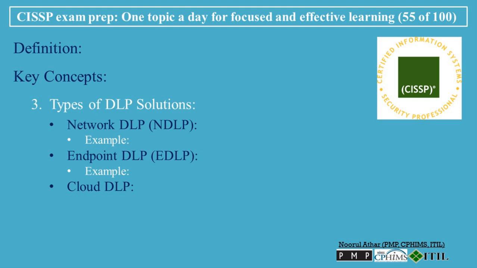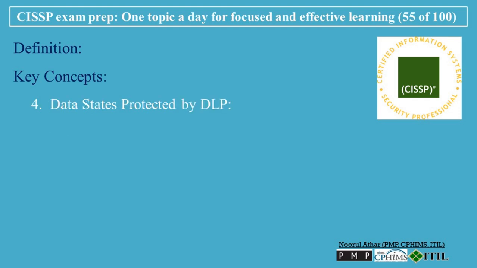Cloud DLP solutions are designed to protect data stored in or transmitted to cloud environments. These solutions help organizations monitor and enforce data security policies for cloud-based applications and services, such as Google Drive, Microsoft 365, or AWS. Example: a cloud DLP solution monitors data uploads to cloud storage services and blocks attempts to upload confidential files to unauthorized cloud accounts.